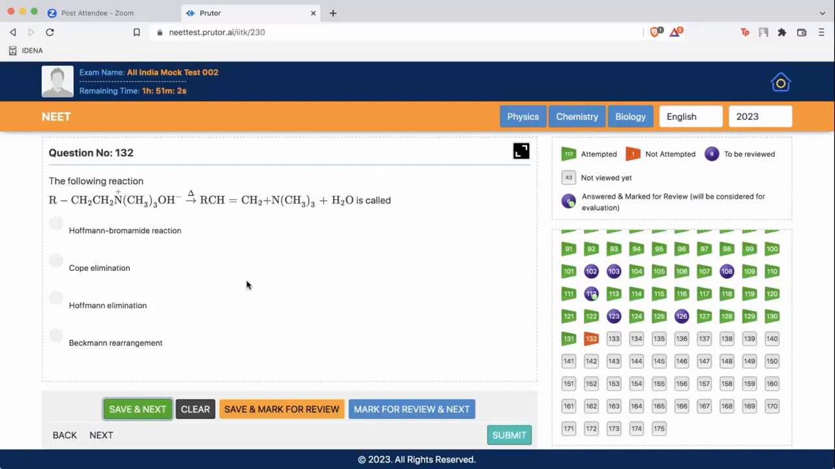The following reaction is called as Hoffman bromamide reaction, I guess. It's not Cope elimination or Beckmann reaction. It's either Hoffman bromamide reaction or Hoffman elimination. Okay, this is Hoffman elimination, I guess. Which NR3 is formed? Hoffman elimination or Cope elimination? It's not a Hoffman bromamide. I think it's Hoffman elimination.